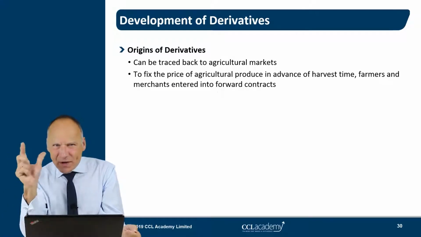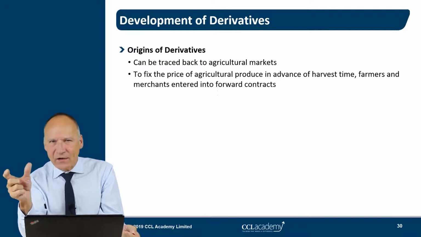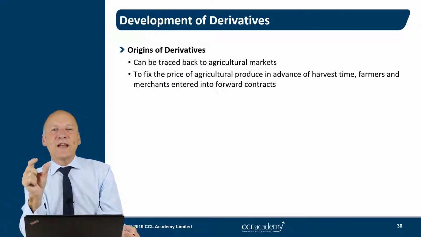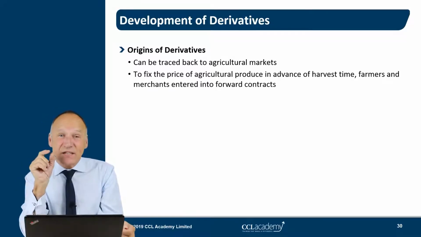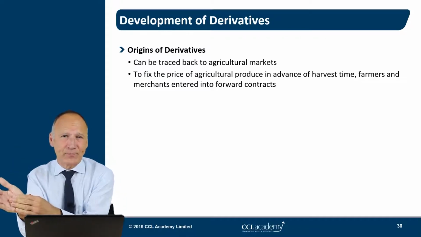So we've got two participants, haven't we? That 3 months perhaps in advance, it would be good for both of them if they could fix the price at which the wheat is going to be sold at a future date.